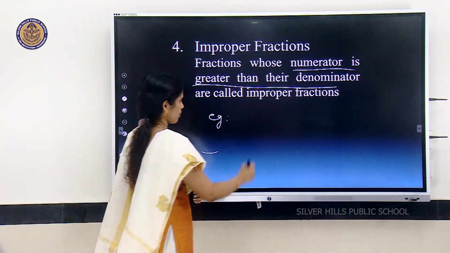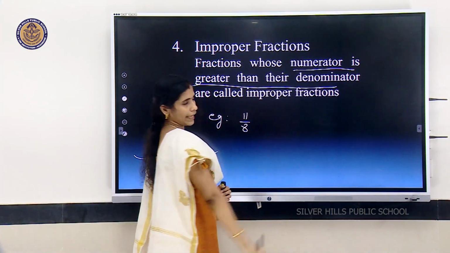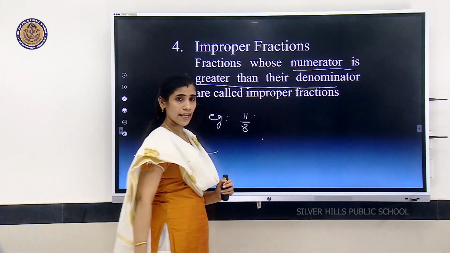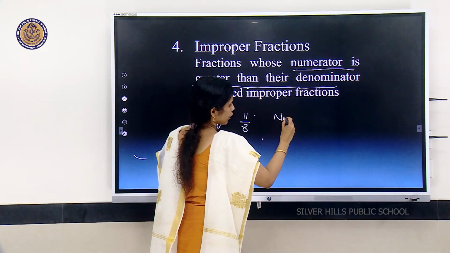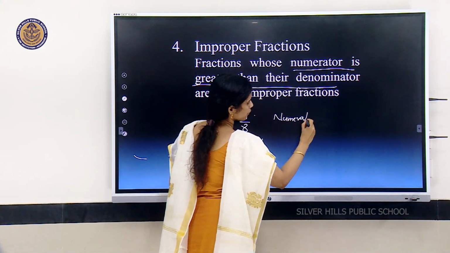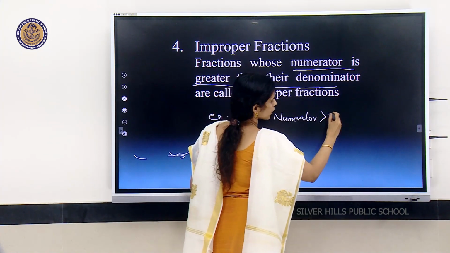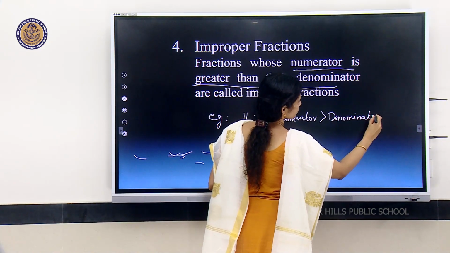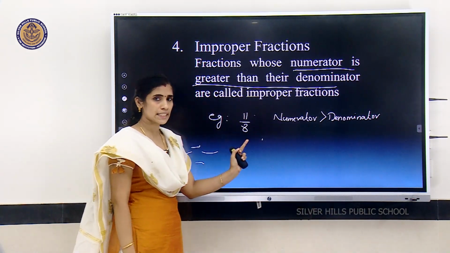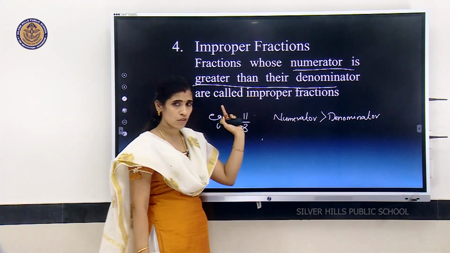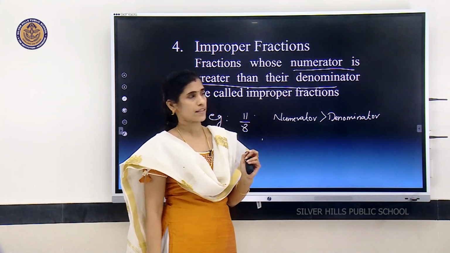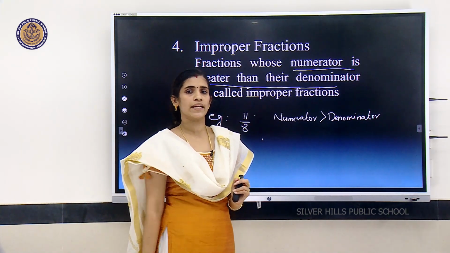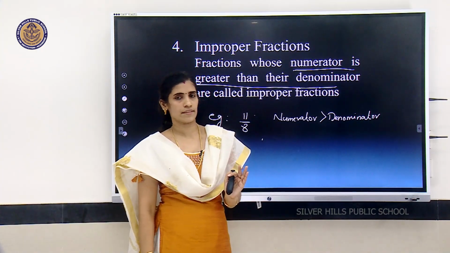I will explain with an example. 11 by 8. Here the numerator is 11 and the denominator is 8. In this case, the numerator is greater than the denominator. Such types of fractions are called improper fractions.